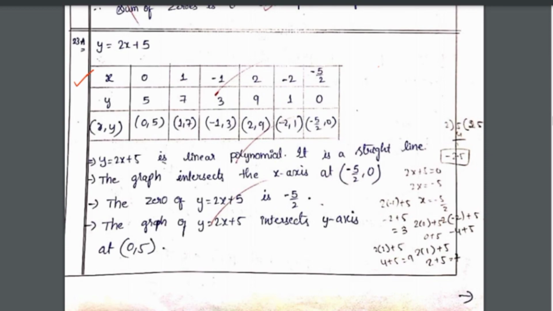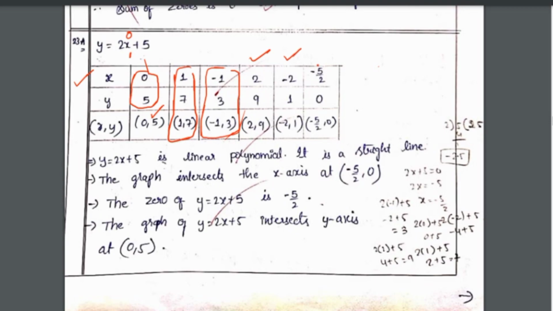She has taken x equal to 0 and got y equal to 5. By substituting 0, 2 zeros are 0 plus 5 is 5, so (0, 5) is one point. Then she substituted 1 and got 7, because 2 ones are 2 plus 5 is 7. Next, by substituting minus 1, 2 into minus 1 is minus 2 plus 5 is equal to 3, so (minus 1, 3). And like that she also substituted minus 5 by 2.